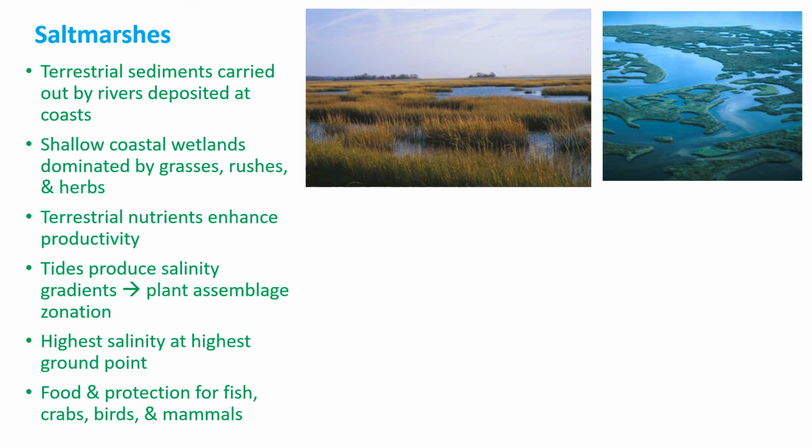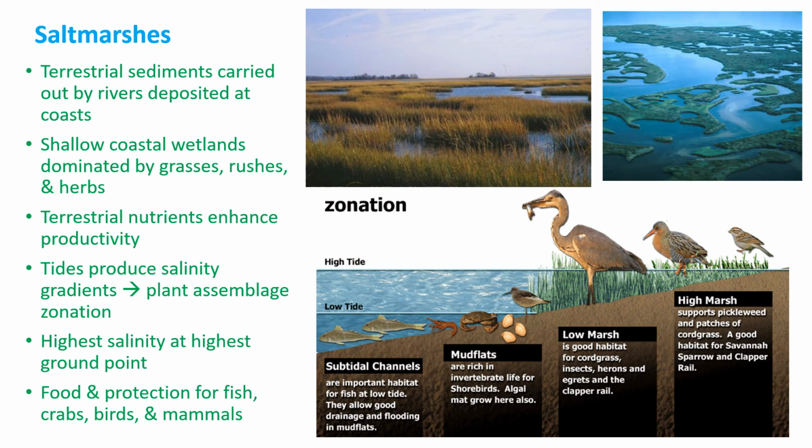So what kind of plant assemblage are we talking about? What kind of salinity gradient are we talking about? Where do you find the highest salinity in a salt marsh? Where do you find the lowest salinity? So highest salinity, surprisingly, the highest salinity in a salt marsh is found at the highest ground point, meaning highest salinity could be found furthest away from the ocean.